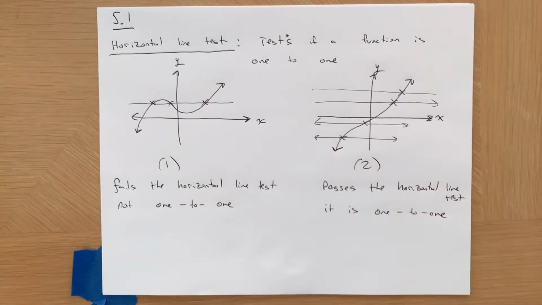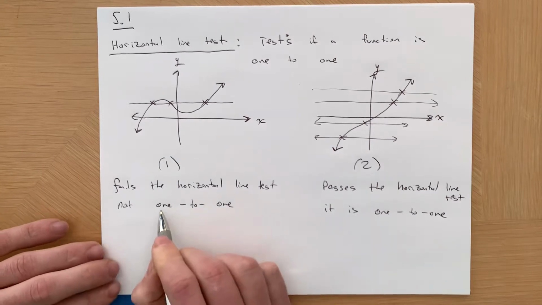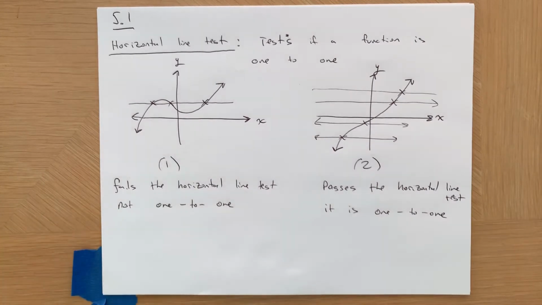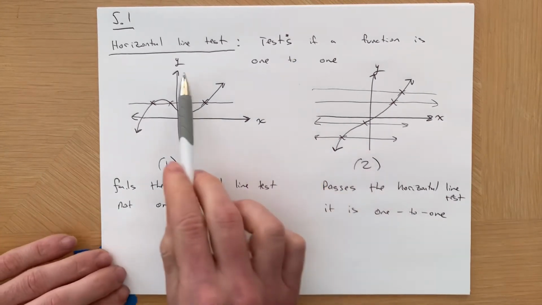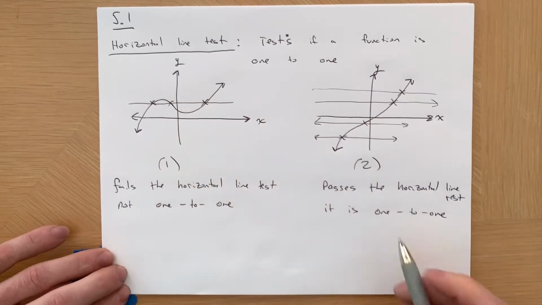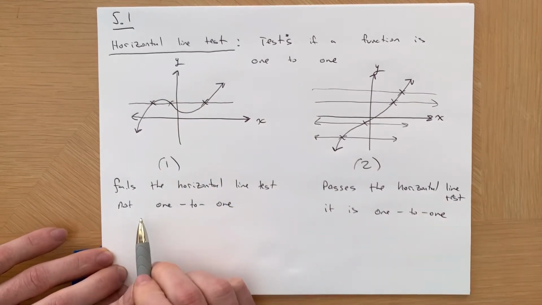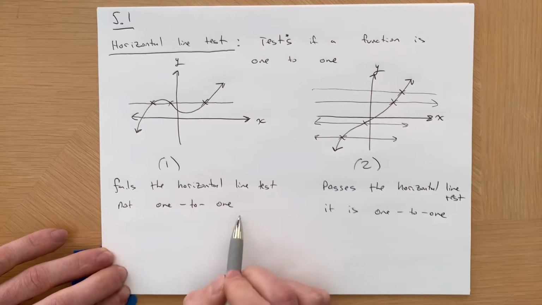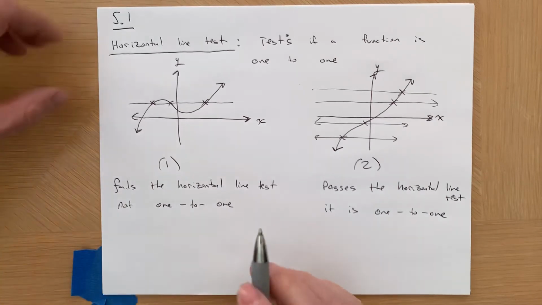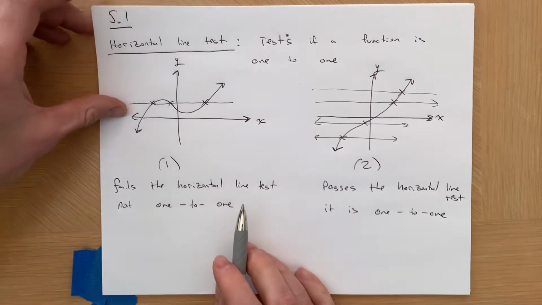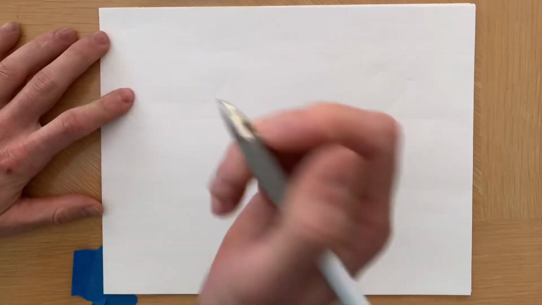So as far as the horizontal line test, this is really all you need to know. But this idea of what one-to-one means isn't really too important. All you need to know is if you pass the horizontal line test, like in this situation, you are one-to-one. And if you don't pass the horizontal line test, so if you fail it, you're not going to be one-to-one. And the reason why this horizontal line test is important is for something we're going to do called the inverse of a function.